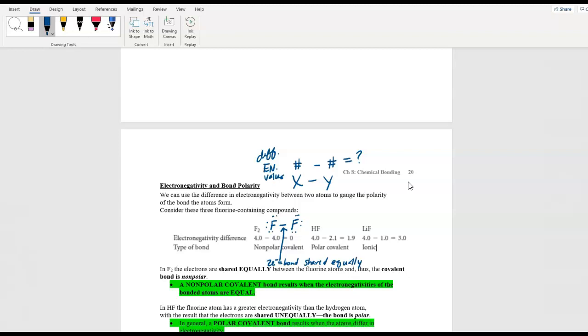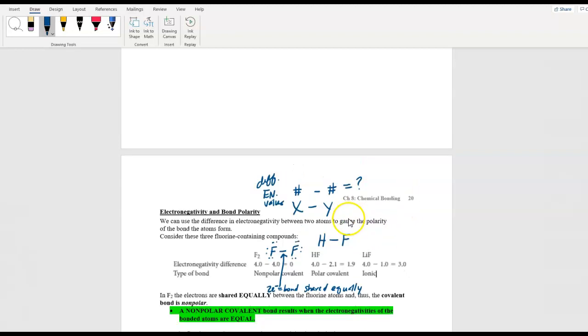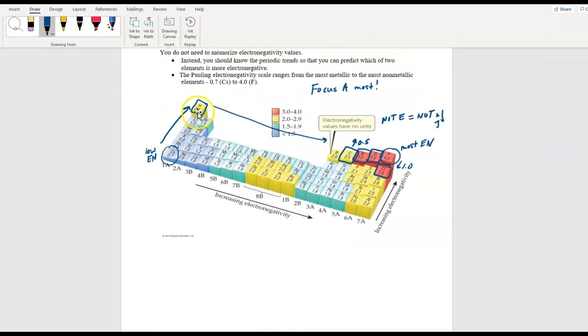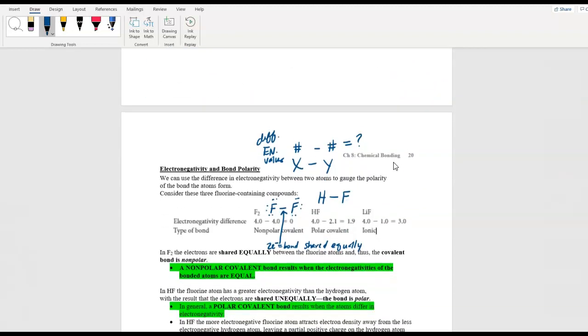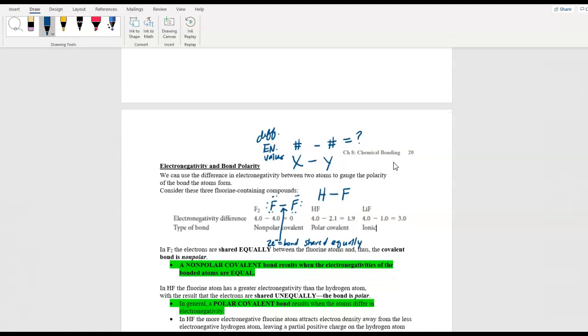What if you had somebody like HF? Well, if I look at my values up here, hydrogen is 2.1, fluorine's 4.0. So you see right there those 2 values. And I usually just put them right above them. So hydrogen's 2.1, 4.0. When I subtract those values, I get 1.9. Now that's a pretty big difference. In chemistry, that's pretty big.